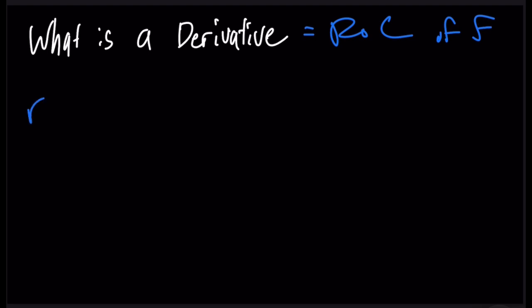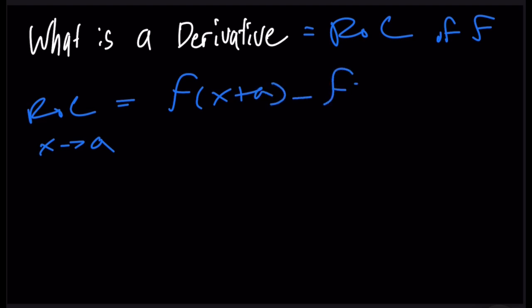So we know that the rate of change of a function over a period, let's say it's from x to x plus a, right? We can write that as f of x plus a minus f of x all over a, as that's the period of change. Sorry, this should be x plus a.